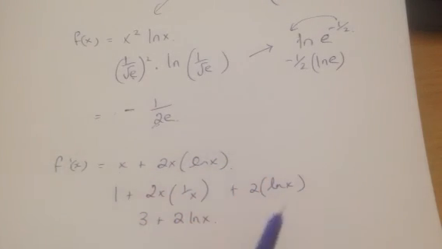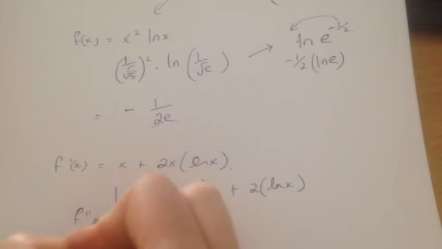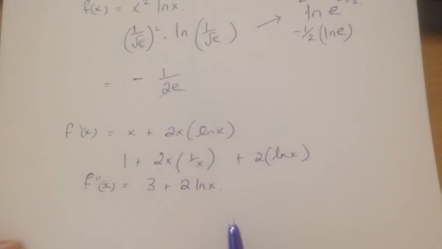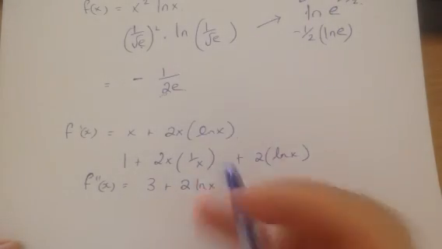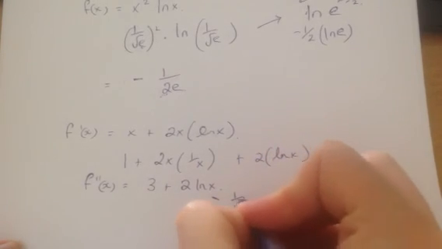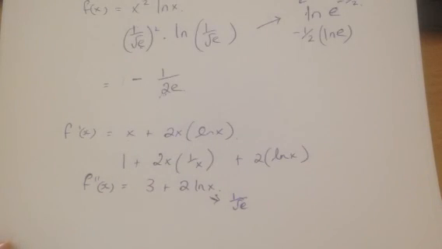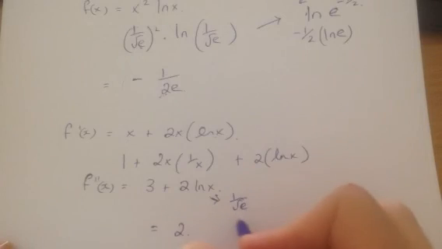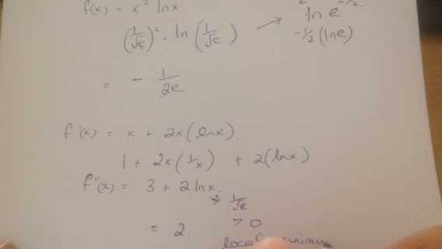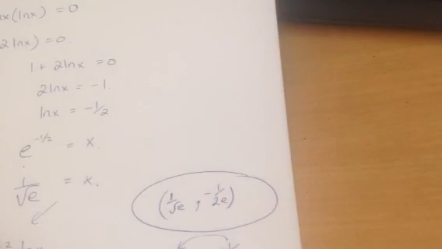Now, the reason I'm doing my second differentiation here is because I want to show that it's a local minimum. So when I sub in my x value, which I have found out to be 1 all over root e, here, I sub it in and I end up with the answer 2. So just sub that in, work it out, you end up with the answer 2, which is greater than 0, which shows it is a local minimum at the point 1 all over root e, comma, minus 1 over 2e.